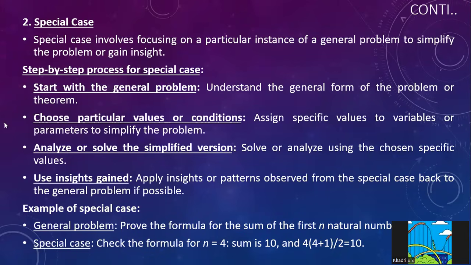The general problem is to prove the formula for the sum of the first n natural numbers. In the special case, check the formula for n equal to 4: the sum is 10, and 4 into 4 plus 1 divided by 2 is equal to 10. This is a special case.